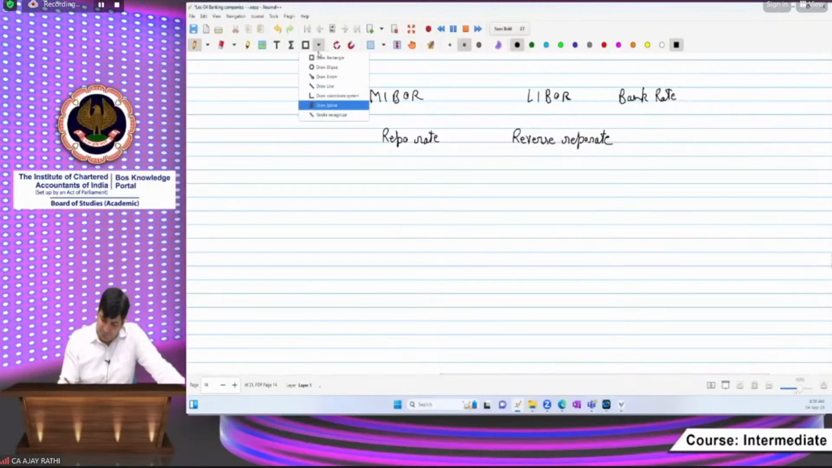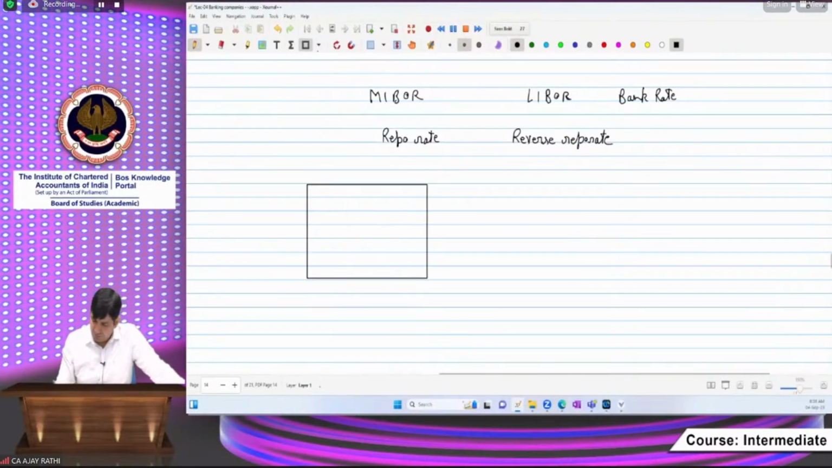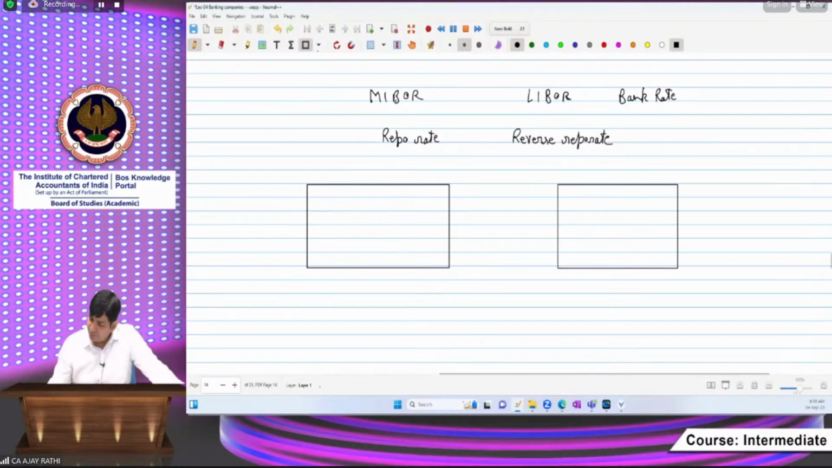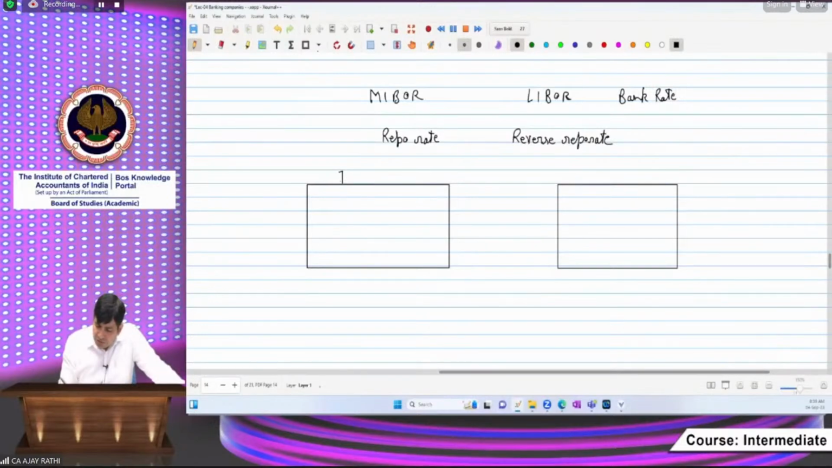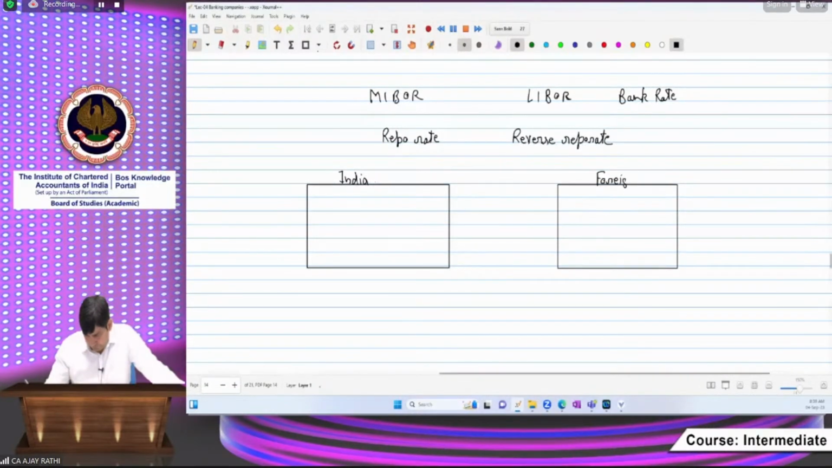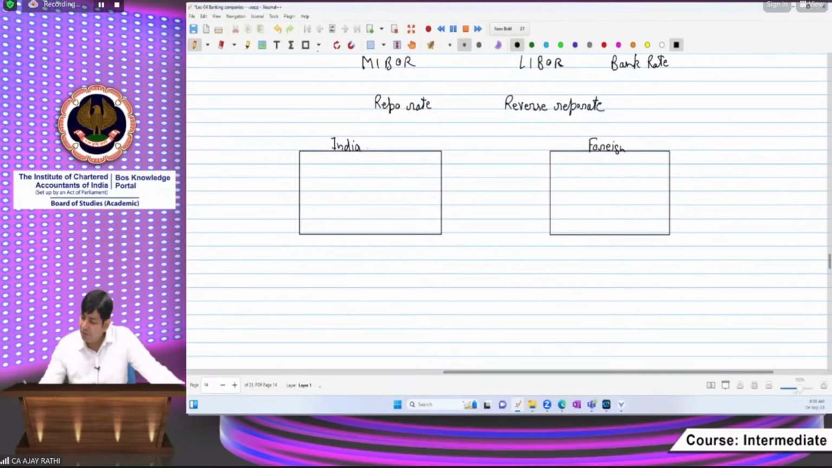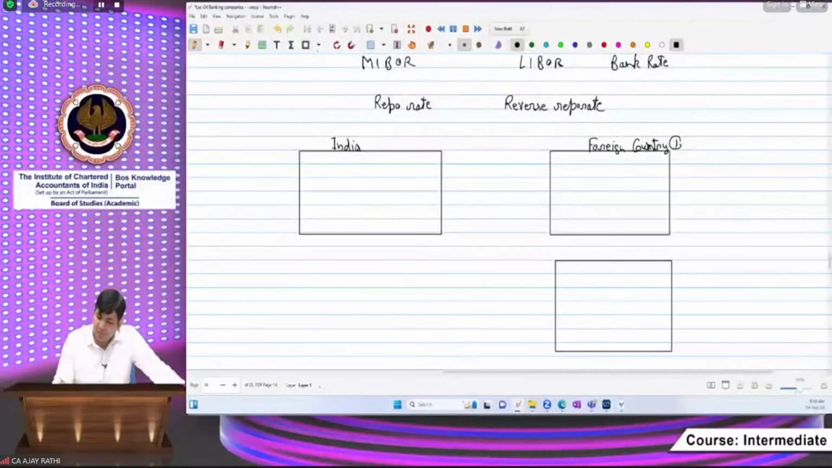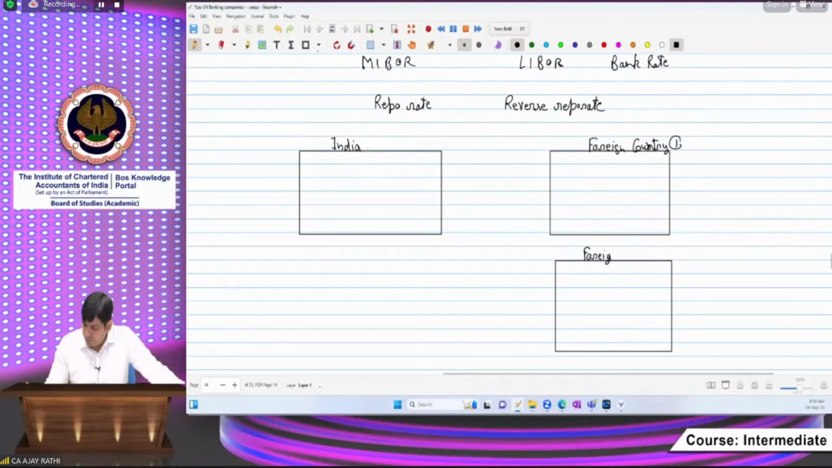Beta, see. Please see, this is our country. Suppose this is India, and this is a foreign country. Foreign country number 1. Another foreign country is also there. Foreign country number 2.